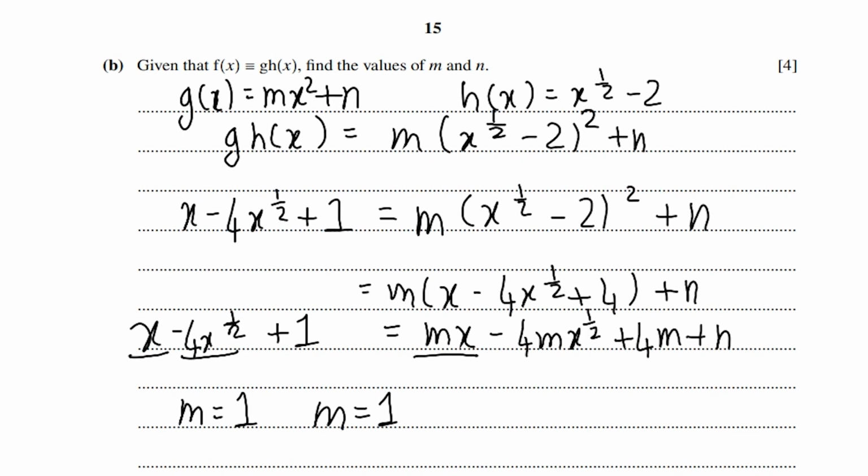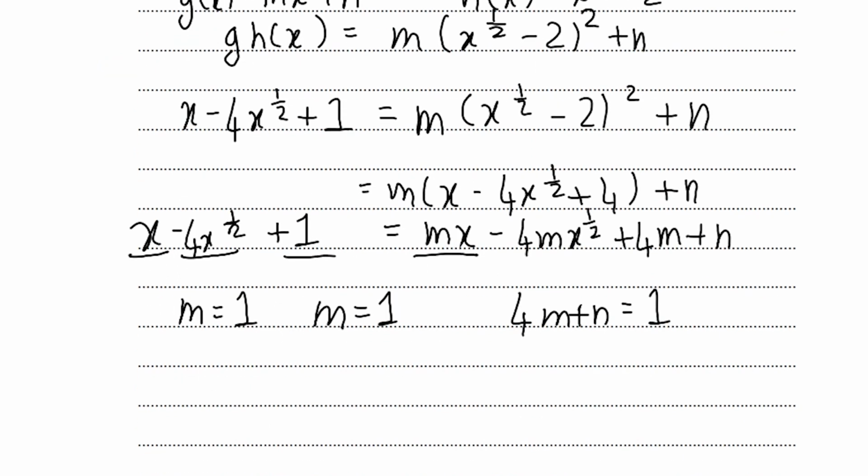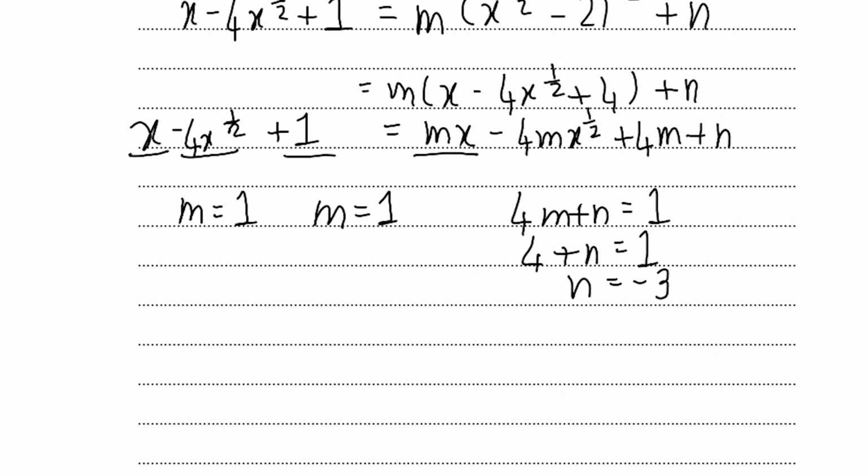Then we can compare 4m plus n to 1. So if 4m plus n is equal to 1, we already know that m is equal to 1. This means that 4 plus n is equal to 1 and n is equal to minus 3. So the value of m is 1 and the value of n is minus 3.